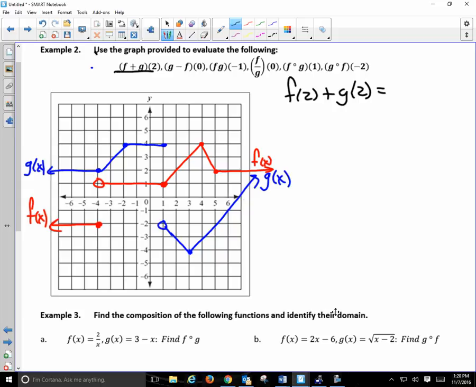And so this isn't too bad. What is f of 2? If I plug 2 into f, what's the output? It is 2. And if I plug 2 into g, what's the output? Negative 3.